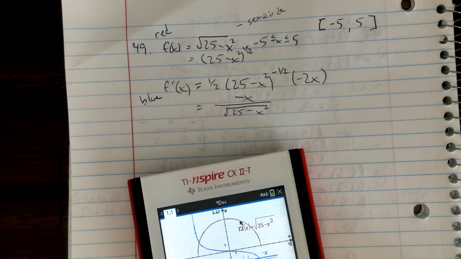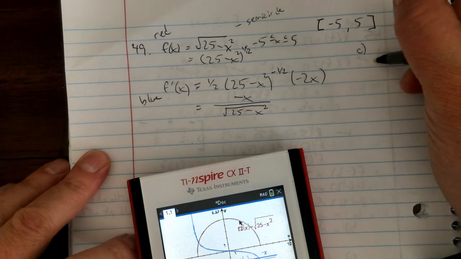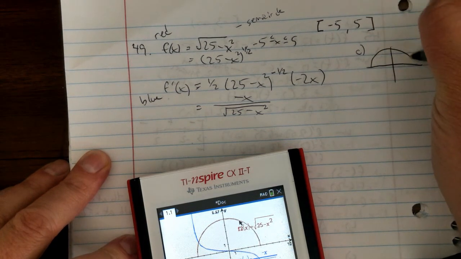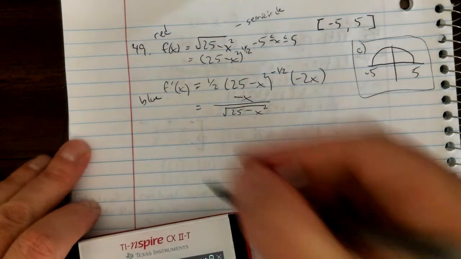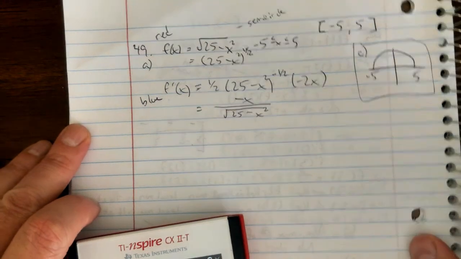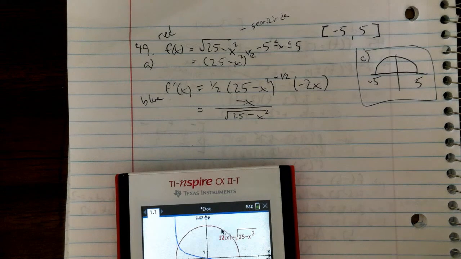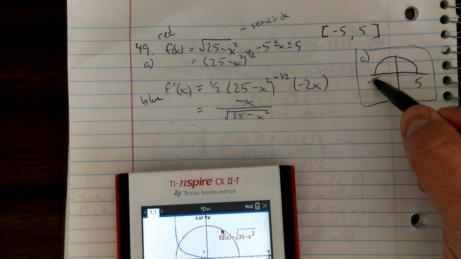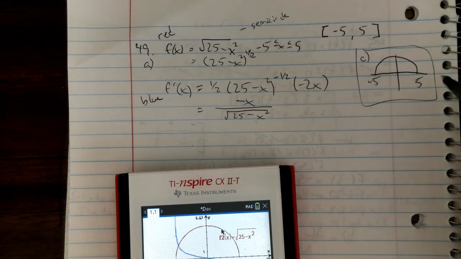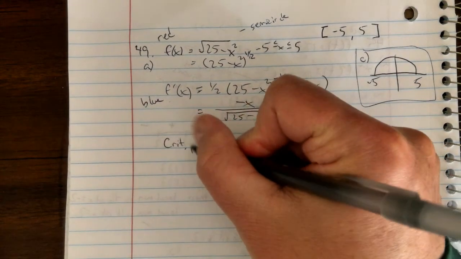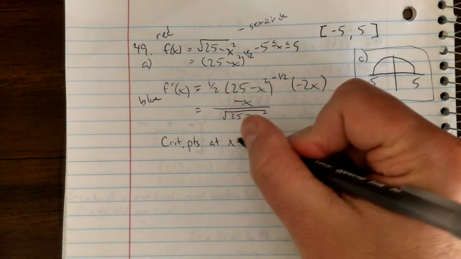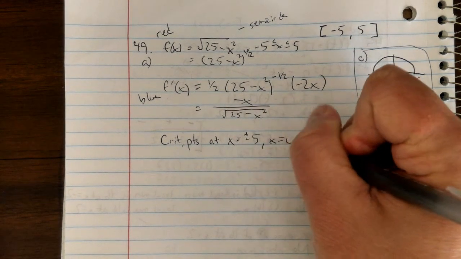In fact, I'm going to go ahead and do part C first, since it's so easy. I know we need to still do part A and part B, but there's part C, because it's just so easy. Okay, so what we want to do is find out our critical points, and so that'd be at negative 5, 0 where it's a maximum, and at 5. So we have critical points at x equal plus and minus 5 and x equals 0.